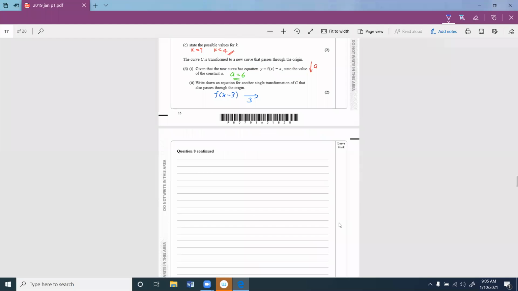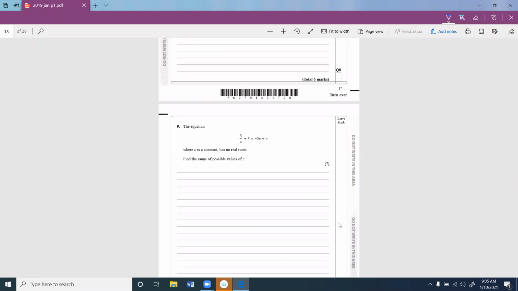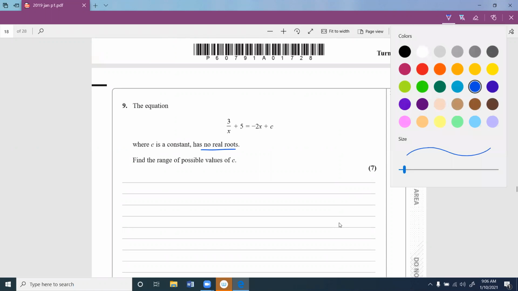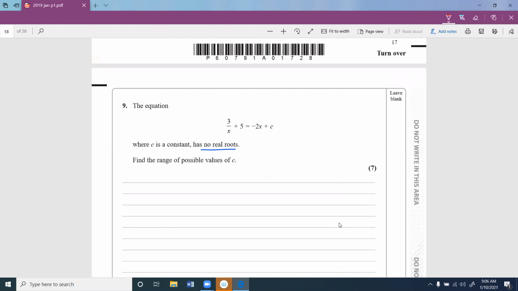Right. Let's go to the next question. The next question says it's just like this. The equation this one equals this, where this is a constant, has no real roots. So this condition implies, when you're discussing no real roots, 1 real root, 2 real roots, this comes with the test of discriminant. Test of discriminant, TD. Right.